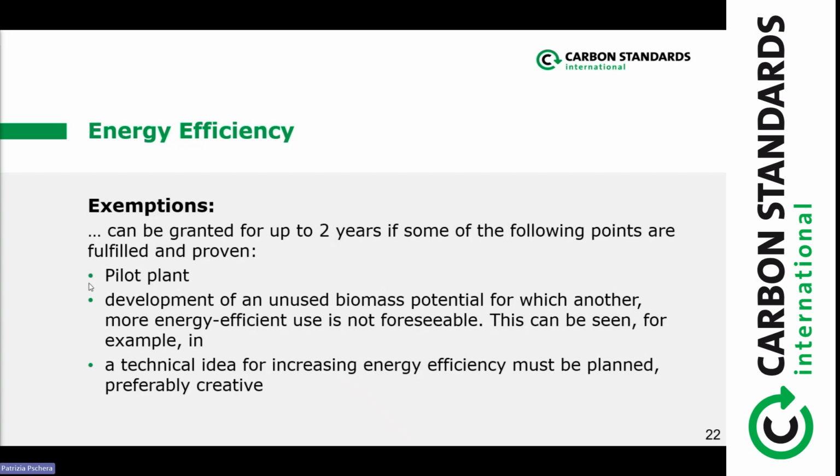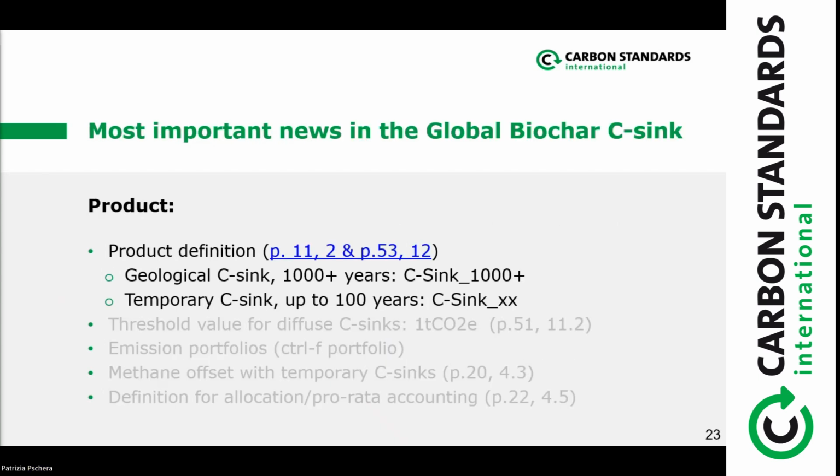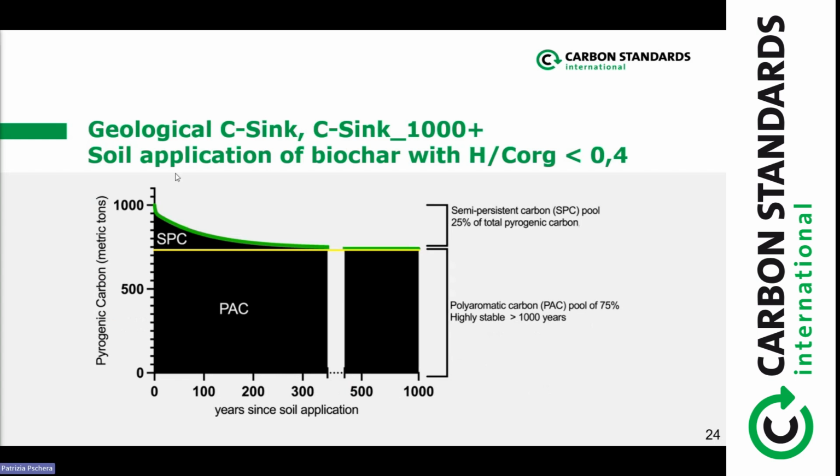And of course, we are willing to grant exemptions, but you have to show that in a certain time frame, you will be able to meet the 60% criteria. So besides, we introduced new product definitions. We have a geological C Sink, that's the C Sink 1000 plus, and that's, for example, the case for soil application of biochar with an H2C ratio below 0.4.